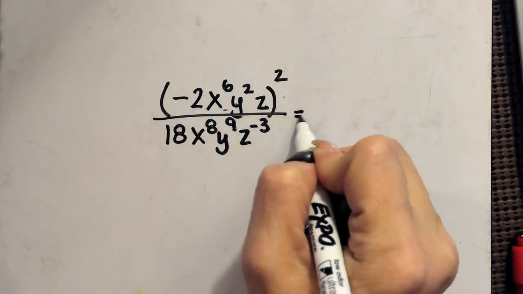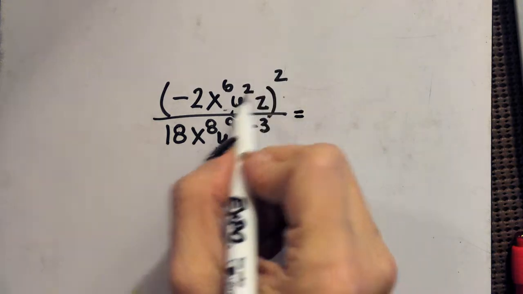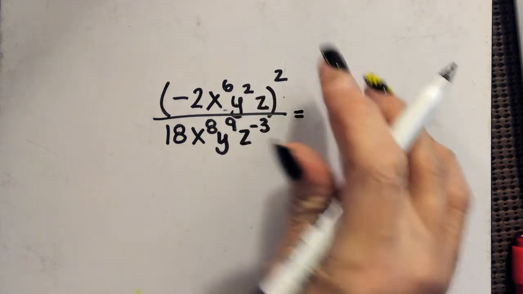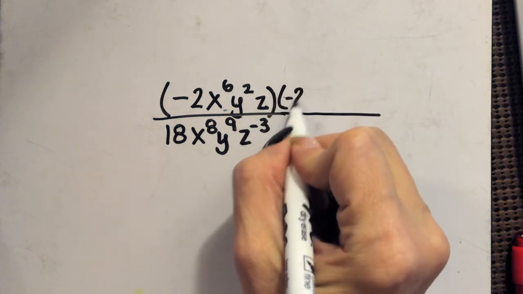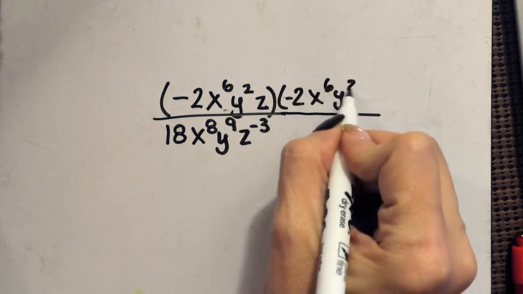Let's square this. So if I want to square this, then that means I really just need to take this and multiply it twice, right? So here's what I'm going to do. I'm just going to draw a line, and I'm going to draw another one. -2, x to the 6, y squared, z.